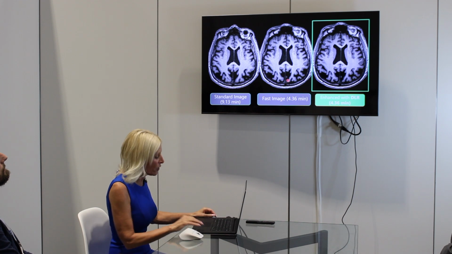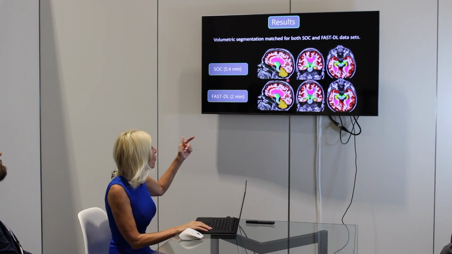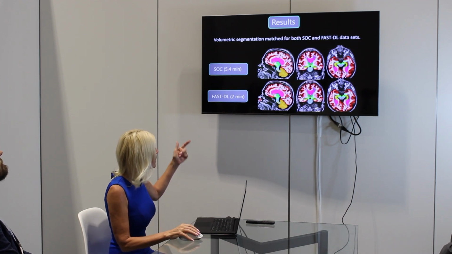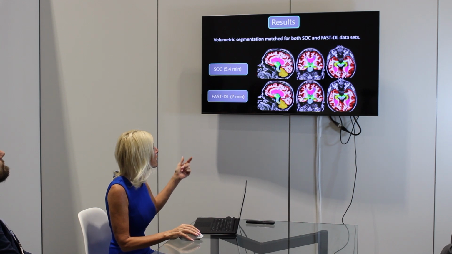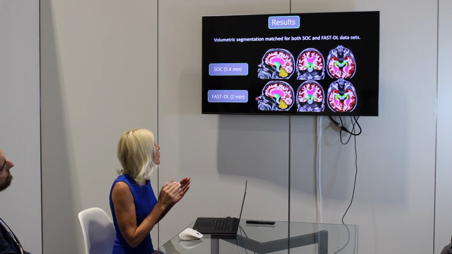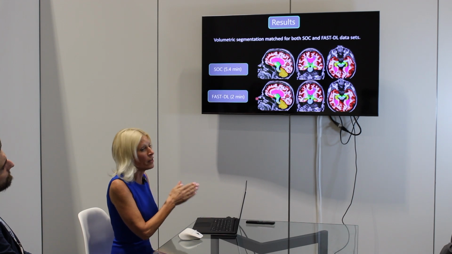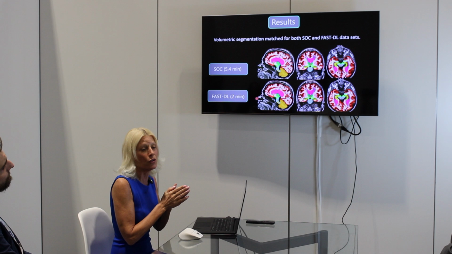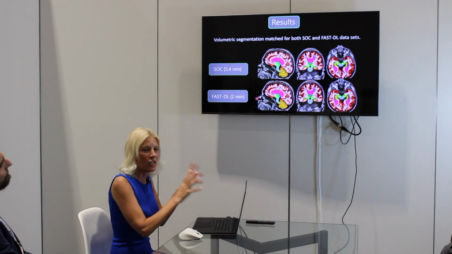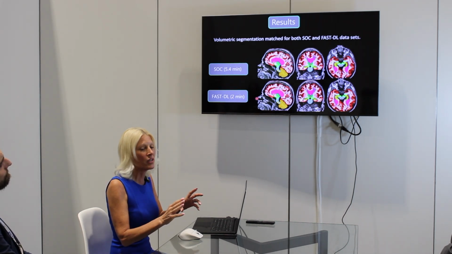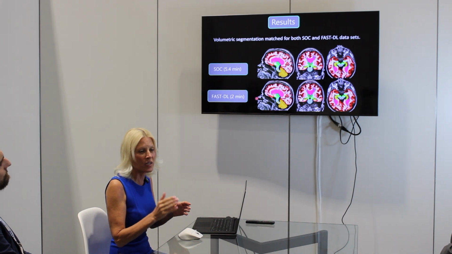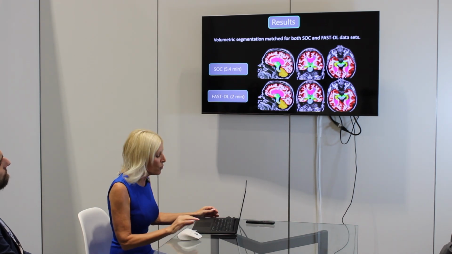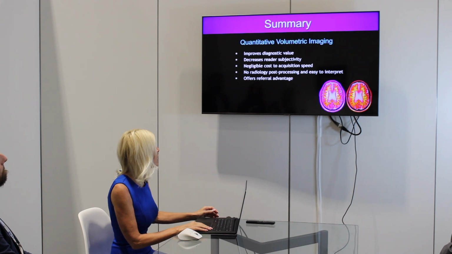So these are two separate acquisitions, and we applied NeuroQuant to both acquisitions. And you can see that the top row looks exactly like the bottom row because the volumetric segmentation matched for both standard of care and for that fast DL, which shows you how robust the NeuroQuant tool is. So whatever the hippocampal volumes were before, they were the same on a separate acquisition. So again, a very, very robust tool and really exciting technology.